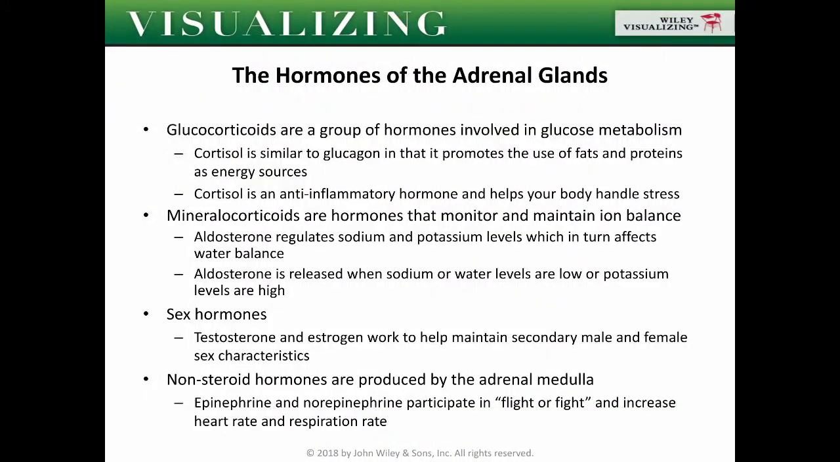Now, let's look closely at those hormones. You have the glucocorticoids. These are the group of hormones involved in glucose metabolism. Cortisol is a type of glucocorticoid which is similar to glucagon. If you remember, the actions of glucagon increase the sugar level of the blood, so it has an opposite function to insulin. But the function of cortisol is that it promotes the use of fats and proteins as energy sources. Cortisol and glucagon are usually secreted at the same time, when they are being activated.